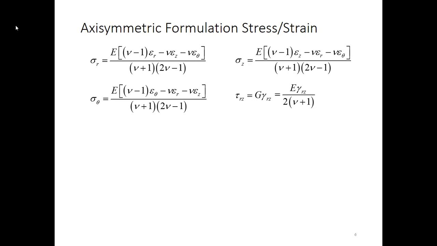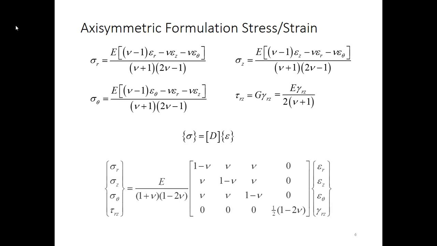When we put all these together into matrix form, we want it to look something like a sigma vector equals a D matrix times a strain vector, and this is the matrix that we end up with. So this defines the D matrix for an axisymmetric problem. Notice that the big difference here is the size of the two vectors, the strain and the stress vector.